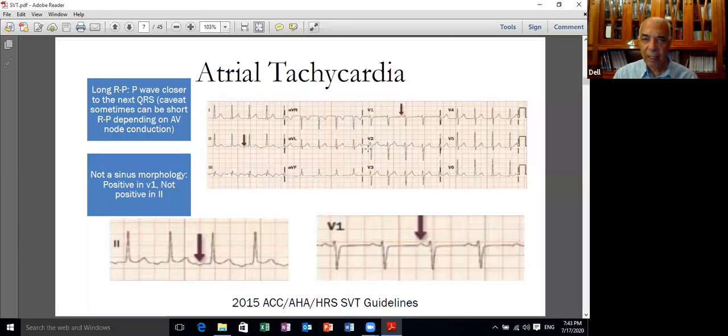So the most likely thing, if it is positive in V1, is that it's arising from the left atrium, a posterior structure, and moving anteriorly towards the right atrium, over which is located the V1 electrode. And at the same time, it's coming from below upwards.